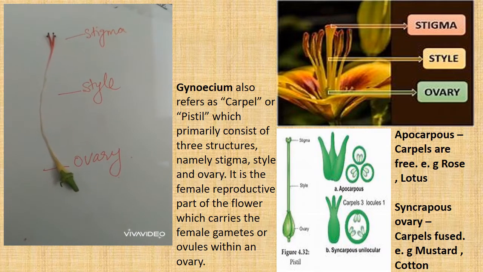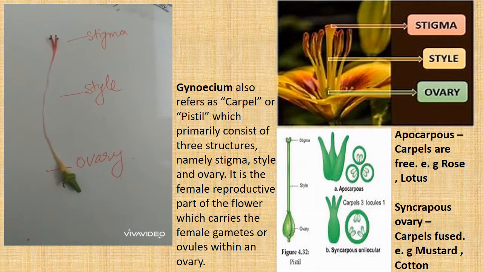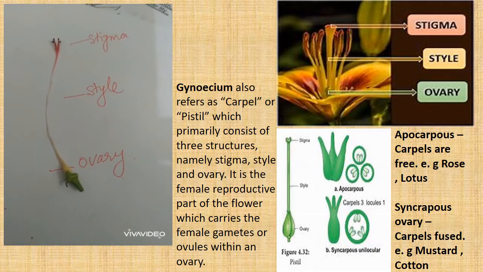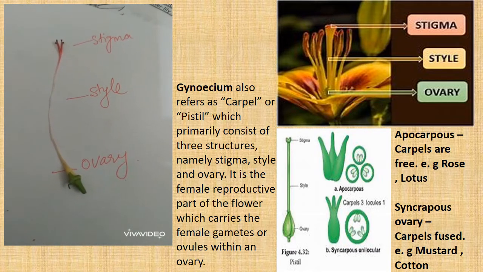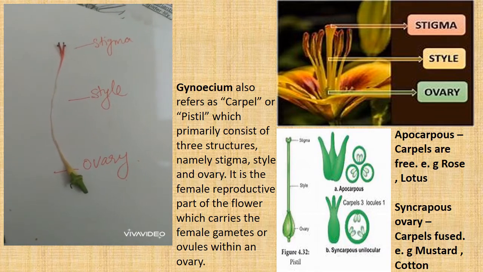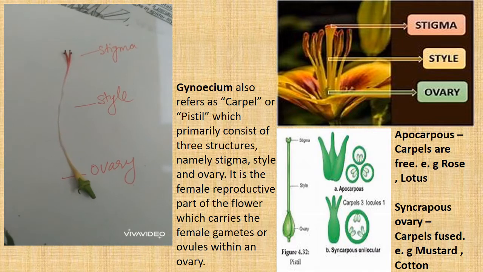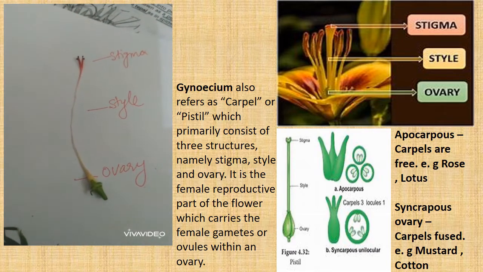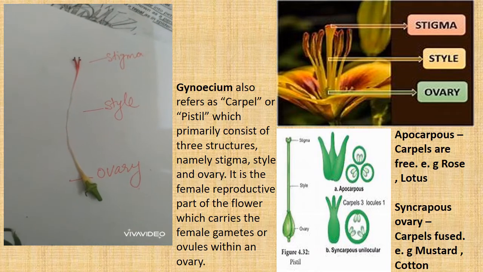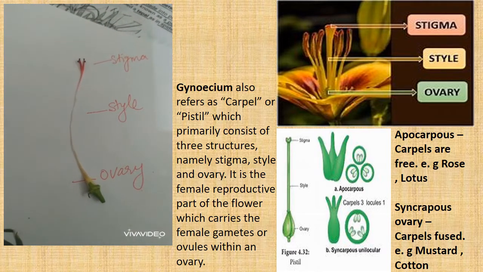Next topic is gynoecium, also referred to as carpel or pistil. It primarily consists of three structures, namely stigma, style and ovary. Stigma is the place where pollen grains fall at the time of pollination. Stigma has a sugary substance from where pollen grains get nourishment and move towards the ovary for fertilization. Style is a tube through which the pollen tube passes, and the pollen tube carries pollen grains to the ovary for fertilization.